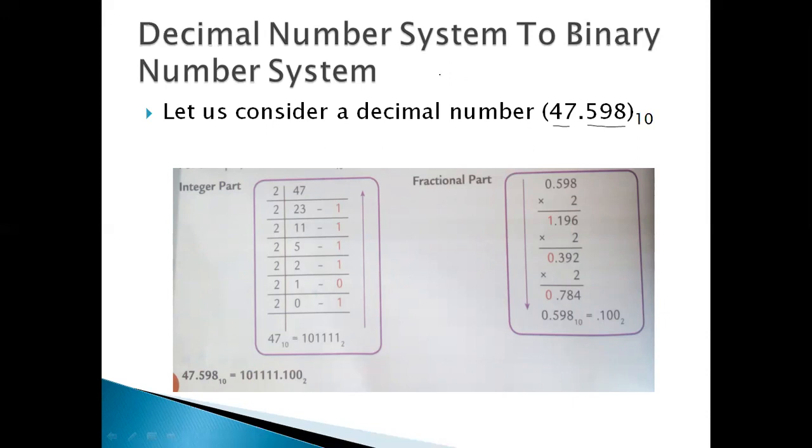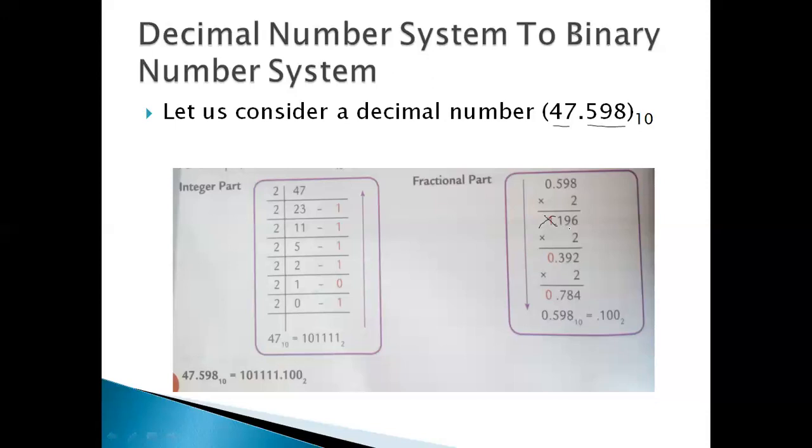But in case of fractional part, instead of division, what we need to do is we need to do multiplication. So 0.598 into 2 is 1.196. Here we will select the values that is before the decimal digits. So the value before decimal digit is 1, so we will select that 1. Again, we will multiply 0.196. We will remove the 1 that is written in red color in the fractional part. So here you can see that we will not select this one.